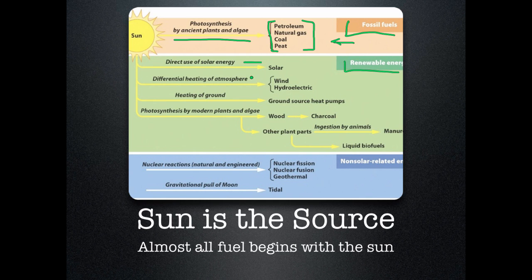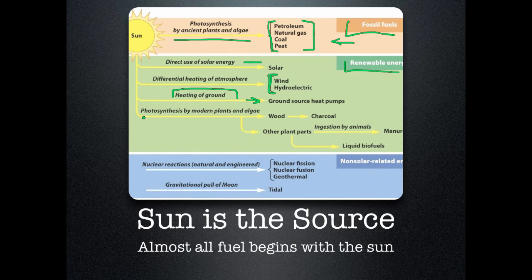There's differential heating of the atmosphere. So this means that the different parts of the atmosphere heat up at different rates, which causes wind. It also runs the water cycle. So in that case, the sun powers wind turbines and wind electricity and hydroelectric power. The sun also heats up the ground, and in the case of heating up the ground, we use ground source heat pumps. We're going to talk about those a little bit later on, but they're used to maintain the temperature and internal atmosphere of a building.